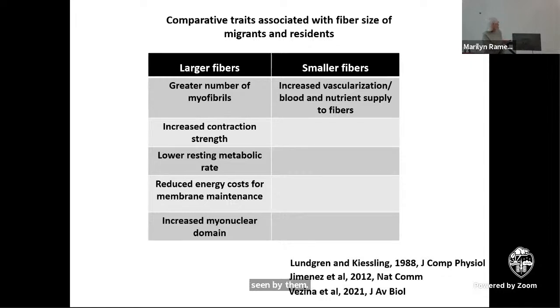So the interesting thing is that a number of studies have done this, and Lundgren and Kessling did it, looking across a whole array of migrants. And they found that the migrants that were traveling greater distances actually had smaller fibers than the shorter distance migrants. And here, similar, we have comparison between the non-migrant and the migrant. And Jimenez and Messina are seeing a change in fiber size in preparation for migration, which we have seen as well.